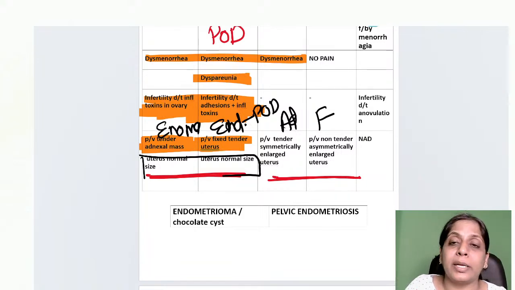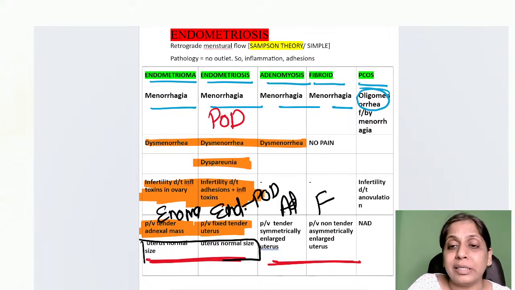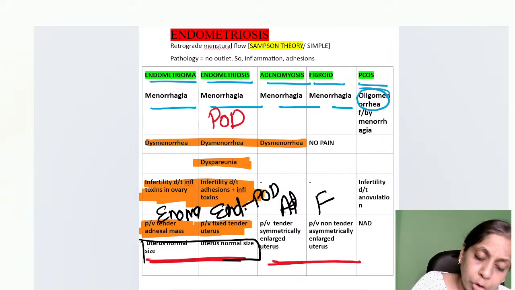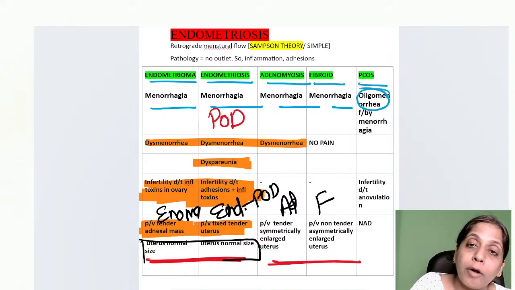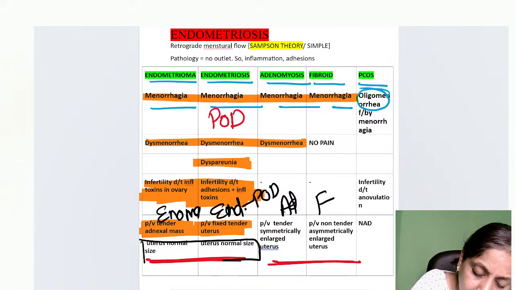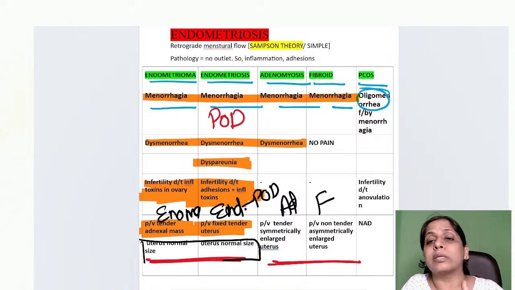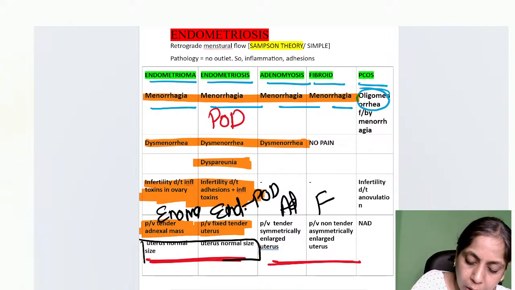Many questions are being asked about how you will differentiate clinically between all these conditions. I have told you, as far as symptoms are concerned, in endometrioma, endometriosis, adenomyosis and fibroid, the common symptom is menorrhagia. Wherever the endometrium is opening its another branch, there will be dysmenorrhea.